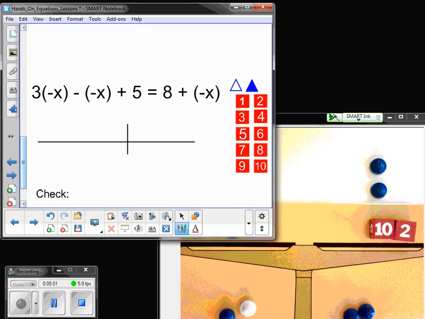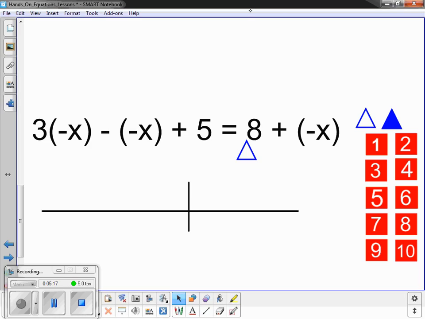I've got 3 times the opposite of x, or 3 of the opposite of x, minus an opposite of x, plus a 5, equals an 8 plus an opposite of x. I can do this either way. I'm going to do it up here on the board, though. So I'm going to go full screen. Here we go. So I've got the 1, 2, 3 opposite of x. I have to take 1 away. I've got an add of 5. That's going to equal an 8 plus the opposite of x. So now I have 2 opposite of x plus 5 equaling an 8 plus opposite of x.